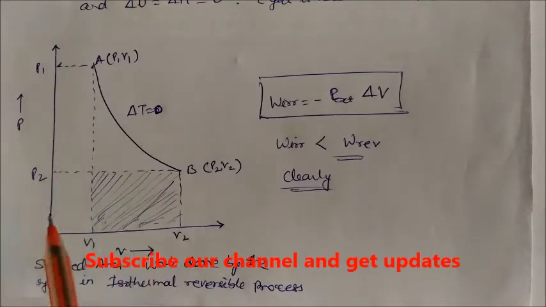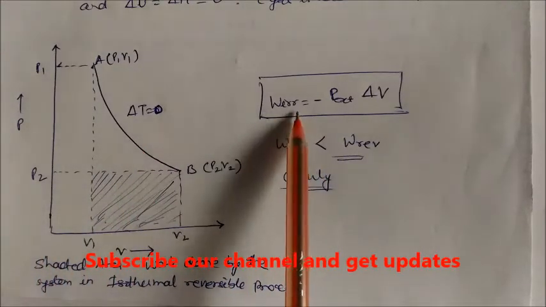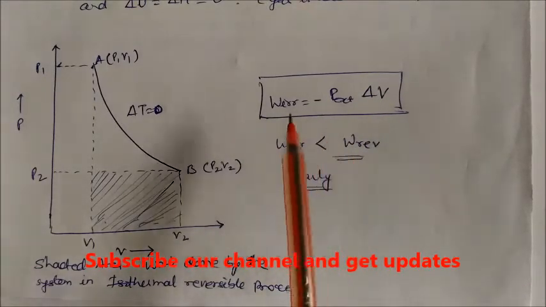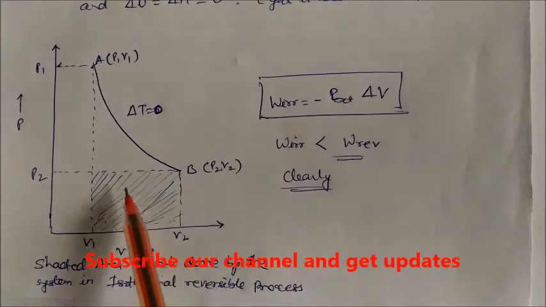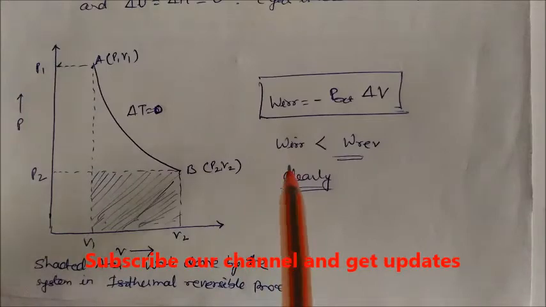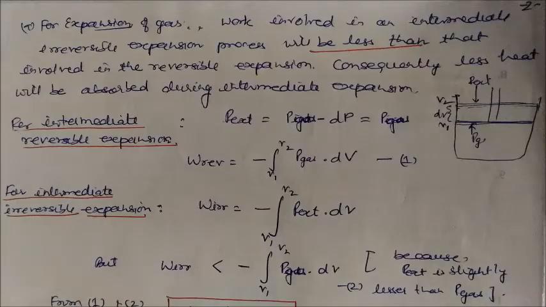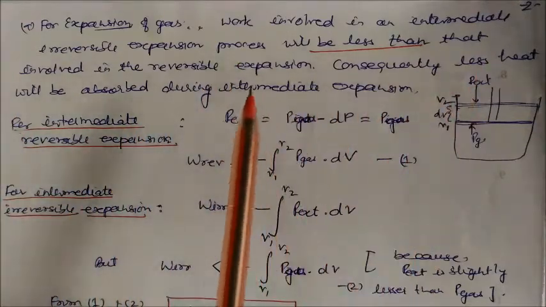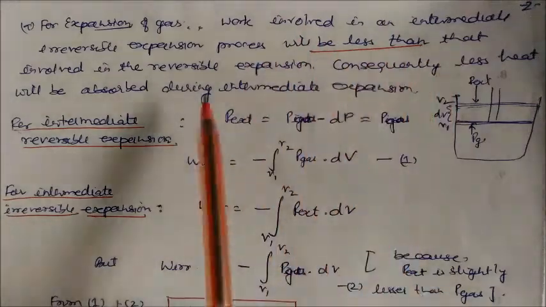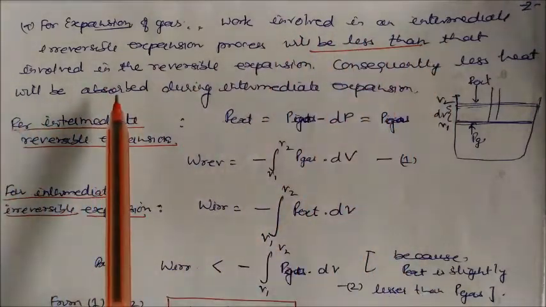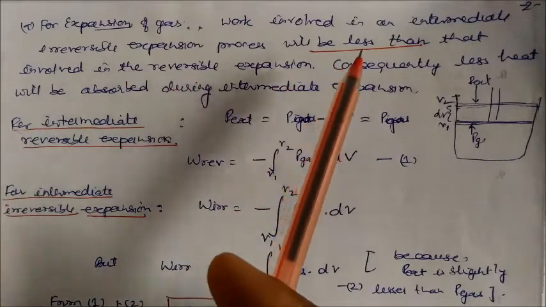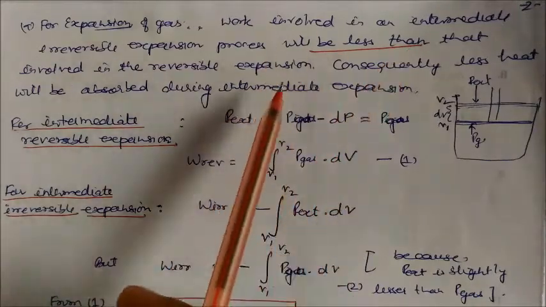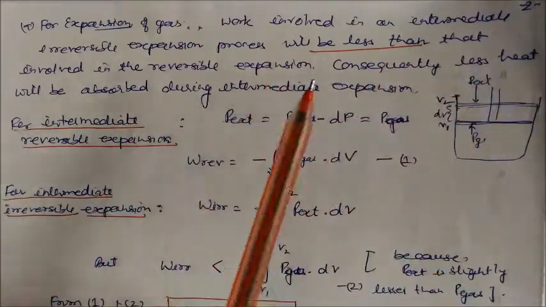And definitely the temperature is constant, isothermal. So in this case, the irreversible work done is minus P external into change in volume, and clearly the reversible work done will always be greater than the work done by the irreversible process. Definitely you are taking the lesser area, so the work done will be lesser during the irreversible process. Now we will calculate the expansion and compression of the gas during the irreversible isothermal expansion. The work done involved in an intermediate, meaning any steps, irreversible expansion process will always be less than that involved in the reversible expansion. Consequently, if the work done is less, the heat absorbed will also be less during the intermediate expansion.